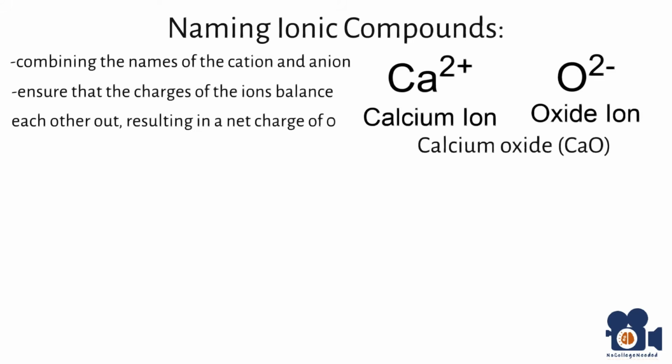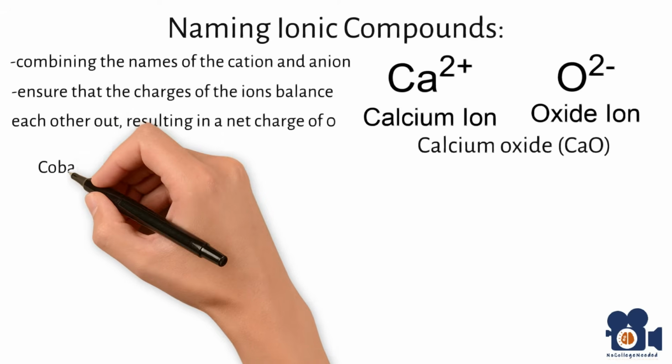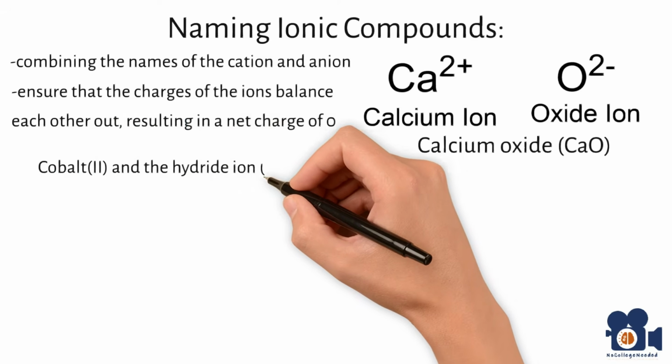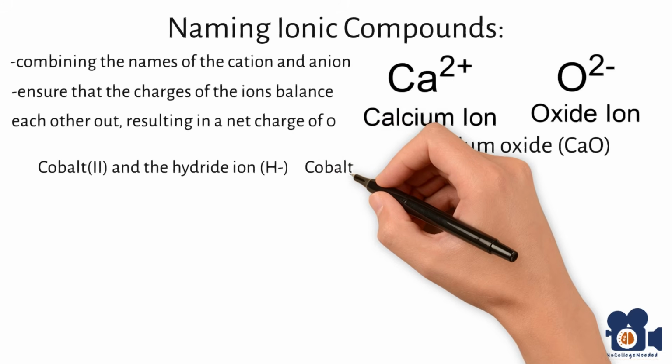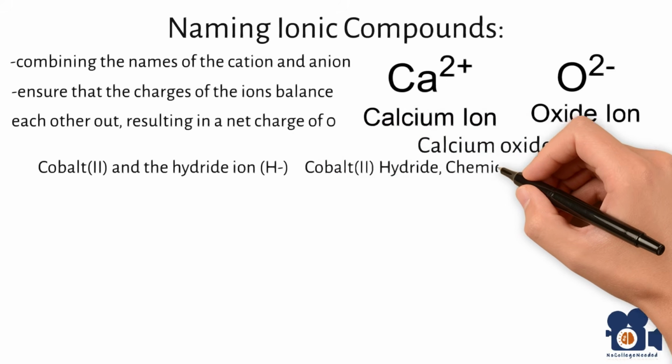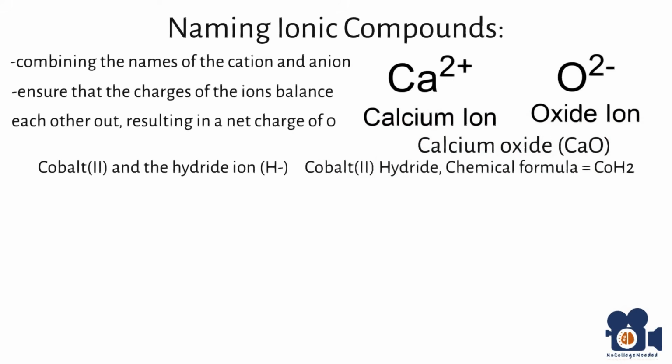Another example involves cobalt-2 and the hydride ion H-. When these ions are combined, the resulting compound is called cobalt-2 hydride, and its chemical formula is CoH2. Remember that the charges of the ions need to cancel each other out to maintain electrical neutrality of the compound.